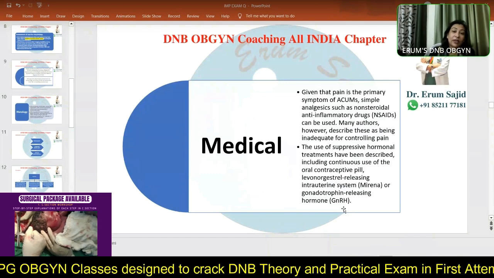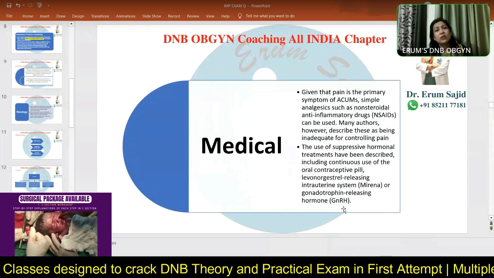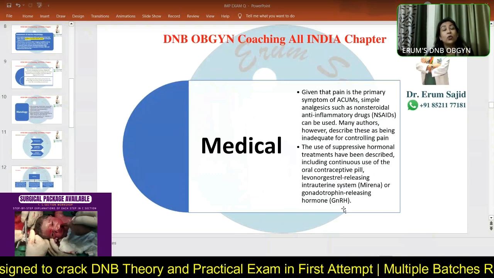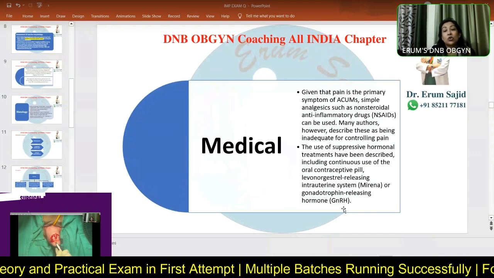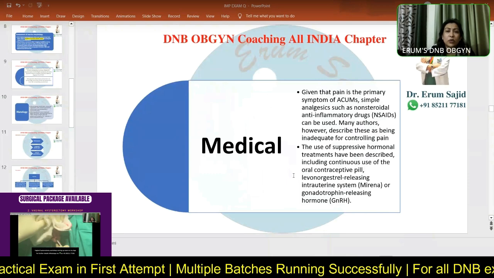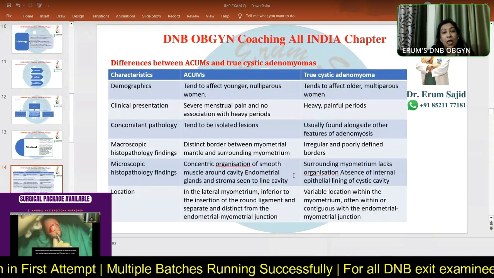Yes, it enters the circulation. Very good, Usha, and it provides sufficient hormonal content to cause shrinkage of endometrium wherever it is. Okay, so yes, it's a drug of choice. It's one of the medical managements.